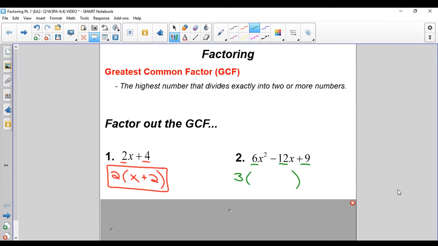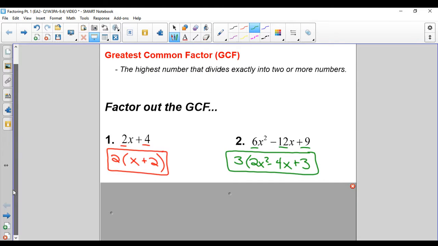So now it's just showing what's left over. 6 divided by 3 is 2. Still got our x squared. Negative 12 divided by 3 is negative 4. Still got our x. 9 divided by 3 is 3. There's our solution, or factored form.